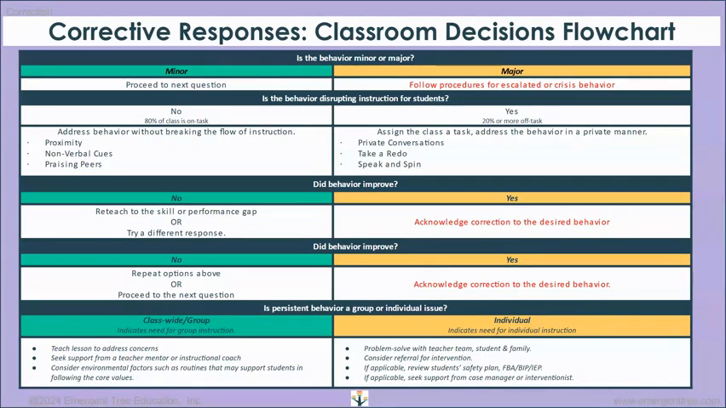If that doesn't improve, you can help them improve by reteaching the skill or performance that you want. So again, just going over that matrix of sorts with them again, or you can try a different response. So if proximity didn't work, then maybe having a short conversation one-on-one. And then, of course, as things continue, then we escalate from there. We might need to teach a lesson, seek support from a mentor, or other things.